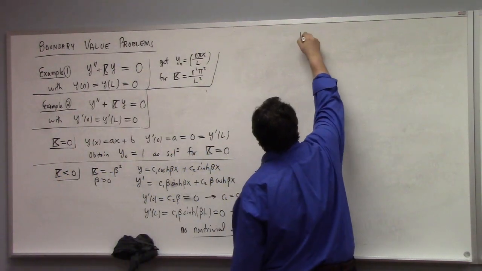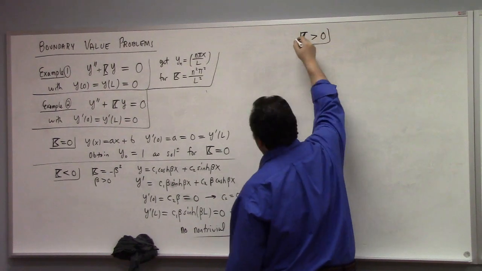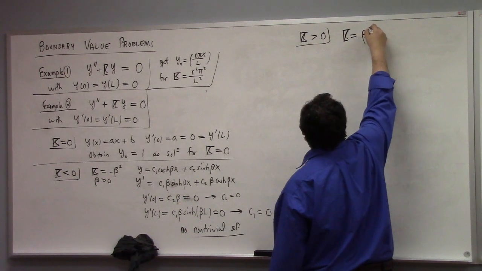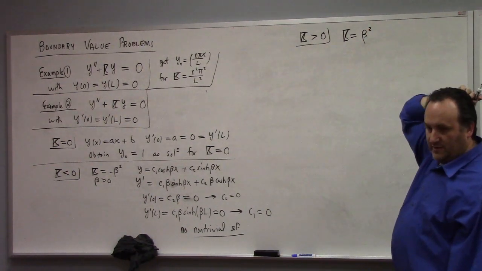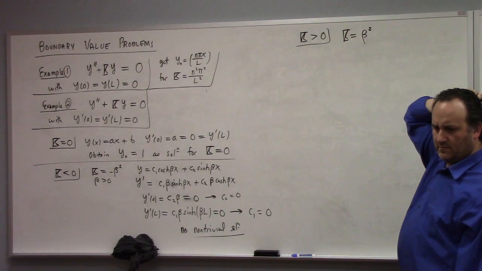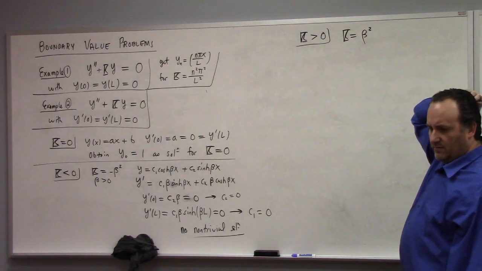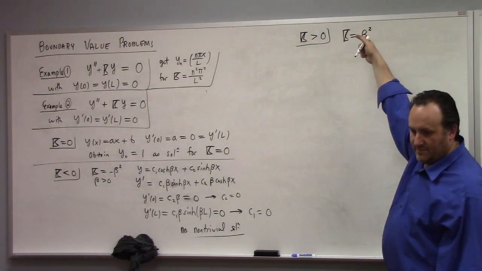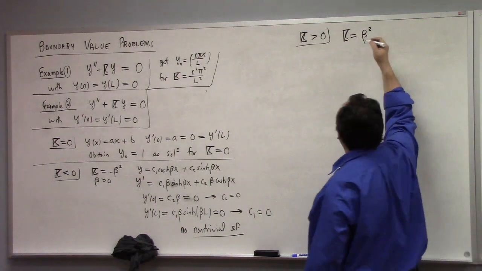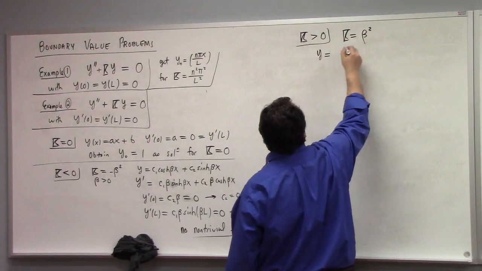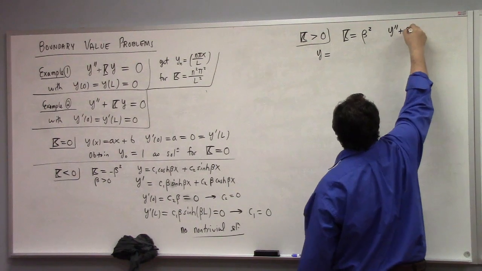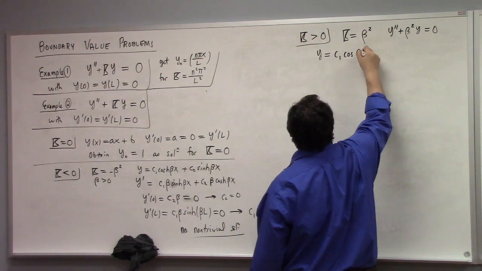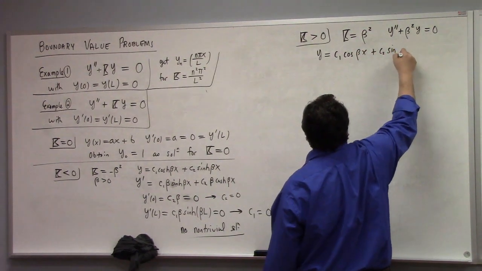Now, we could also have the case that k is greater than 0. And then we'd have k equal to, I'll use beta squared this time, rather than k, if you guys don't mind. Do you want me to use k or beta? That's fine, okay. Very good. So we're solving y prime prime plus beta squared y equal to 0. So solutions to that are c1 cos beta x plus c2 sin beta x.